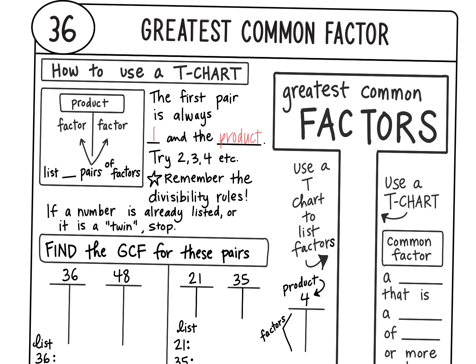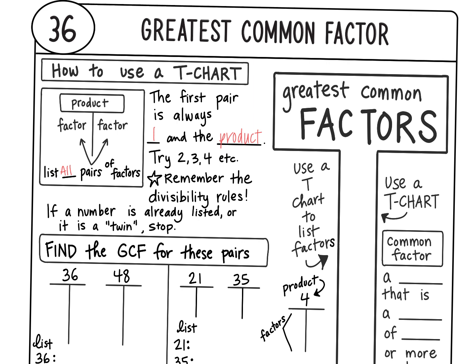If a number is already listed in your T-chart or it's a twin, that's when you stop. Like 100 has a twin. What would the factor pair be for 100? That's the twin, 10 and 10. Do you see what I mean when I say twin? Like 25 has a twin, 5 and 5. So those are the twins in quotation marks down there that it's referring to. We want to make sure we list all pairs of factors.